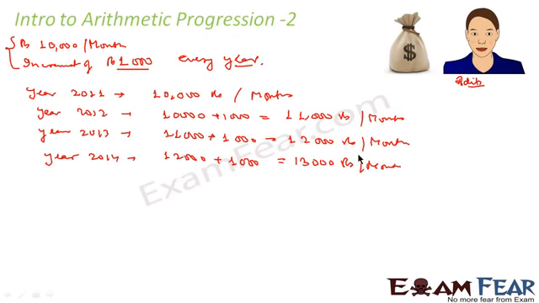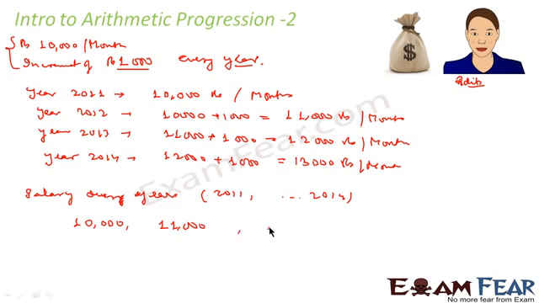So if you see her salary over the years, that is 2011 to 2014, her salary is 10,000, then 11,000, then 12,000, then 13,000. It grows, right? Here also, if you see the difference between the salaries, 10,000 and 11,000, the difference is 1,000. 12,000 and 11,000, difference is 1,000. 13,000 and 12,000, difference is 1,000.